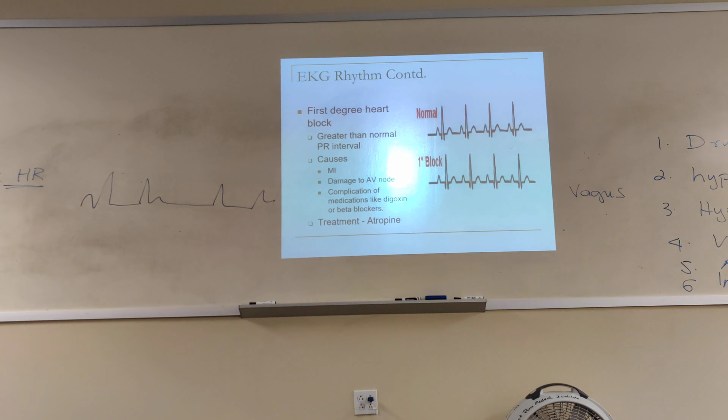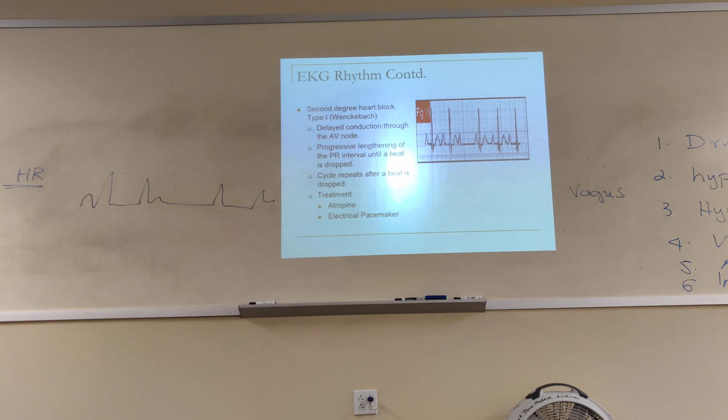Causes, you see the causes there: MI, damage to the AV node, complication of medications like a beta blocker. Treatment is atropine. Atropine will increase the activity of the SA node. It will get the SA node to fire faster. That's what atropine does. It makes the SA node fire at a faster rate, and we're going to increase the heart rate.